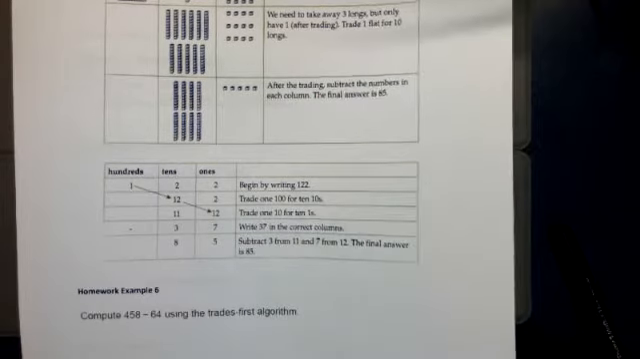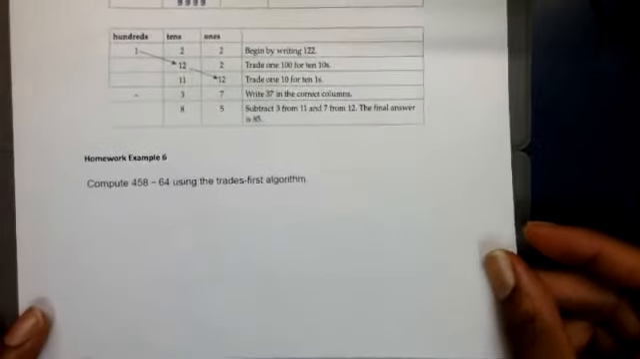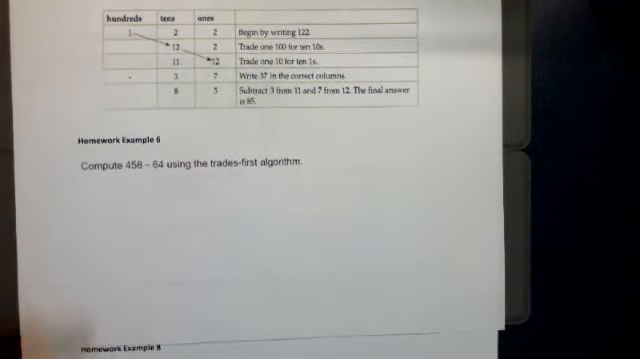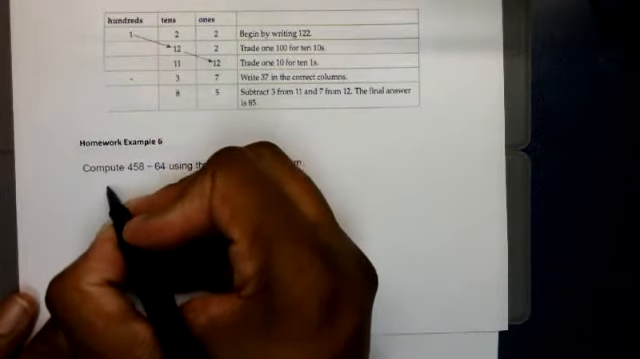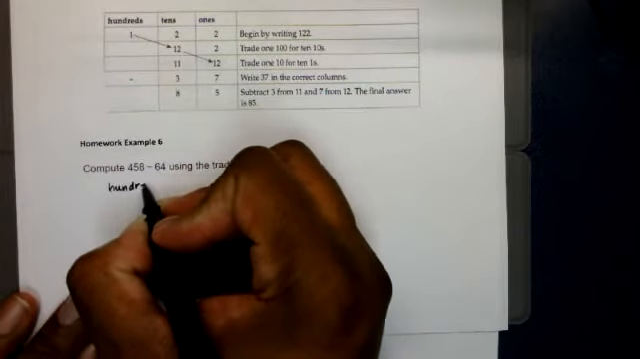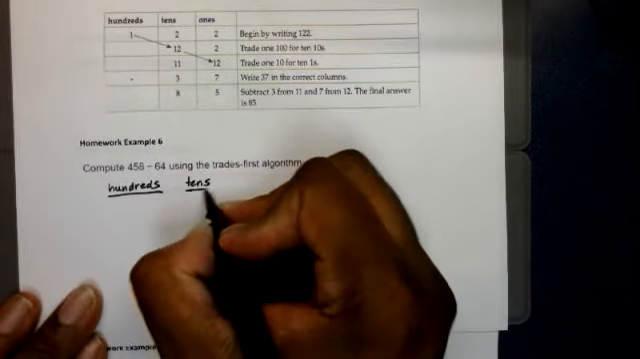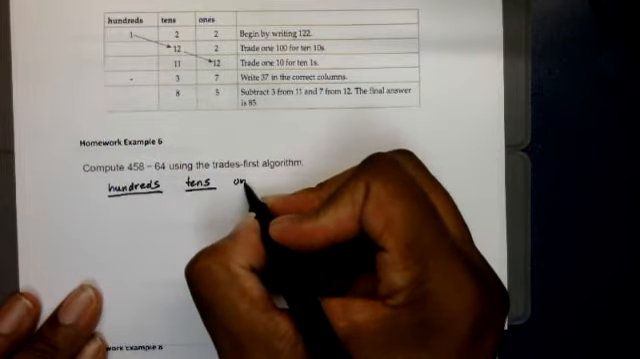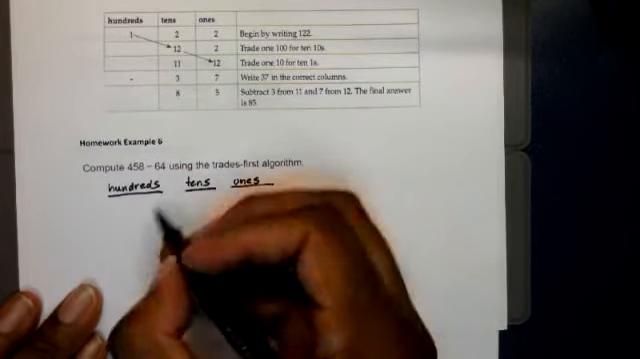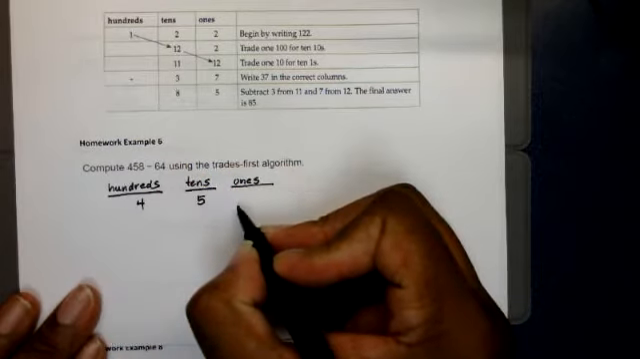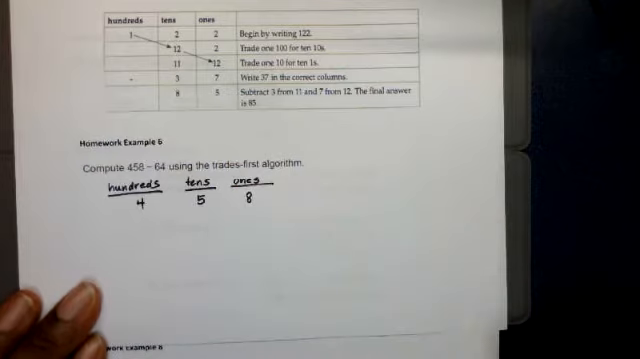All right, now in this homework example, we're going to compute 458 minus 64 using the trades first algorithm. So we first do the trades and then we subtract. And I'm going to do it this way because the base 10 blocks would be too much for using these bigger numbers. So I'm going to begin by writing this 458. The 4 is in the hundreds place, the 5 is in the tens place, and 8 is in the ones place.